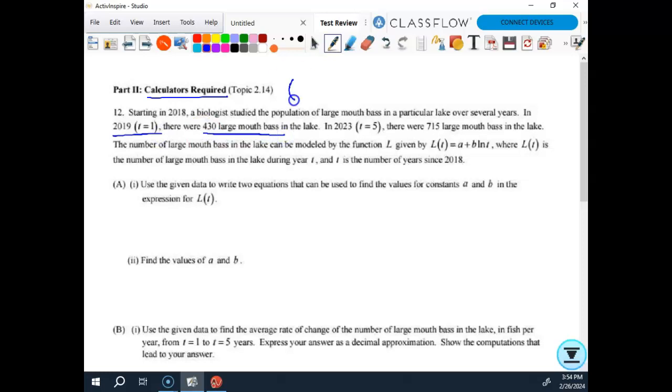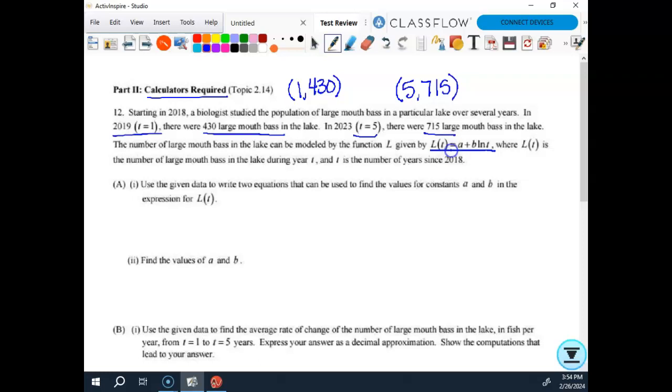Okay, so that tells me that I have an ordered pair that is 1, 430. In 2023, t equals 5, there was 715. So I have an ordered pair of 5, 715. The number of largemouth bass in the lake can be modeled by this natural log function, where L of t is the number of largemouth bass in the lake during year t, and t is the number of years since 2018. So we're going to use the given data to write 2 equations that can be used to find the values for the constants a and b.